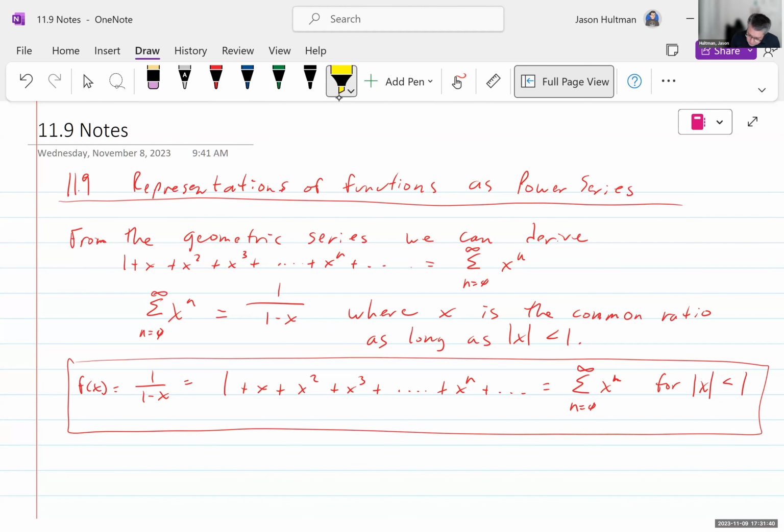So this guy is the series representation for the function 1 over 1 minus x. That's the series 1 plus x plus x squared plus x cubed all the way to x to the n.